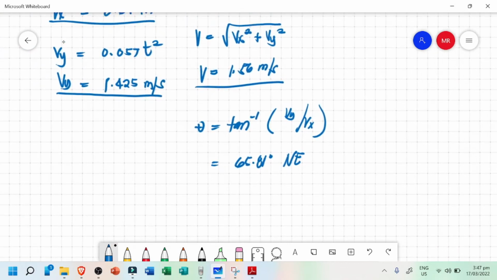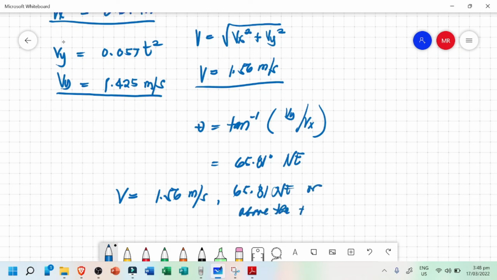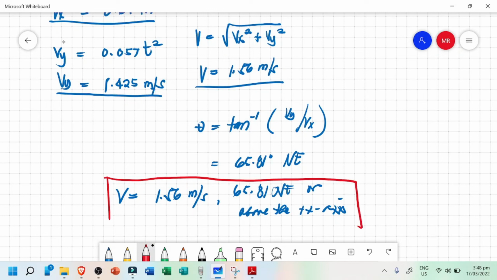So our final answer for V, the velocity of the squirrel at time 5 seconds, is 1.56 meters per second, at an angle of 65.81 degrees north of east, or above the positive x axis. So this is our answer for the velocity.